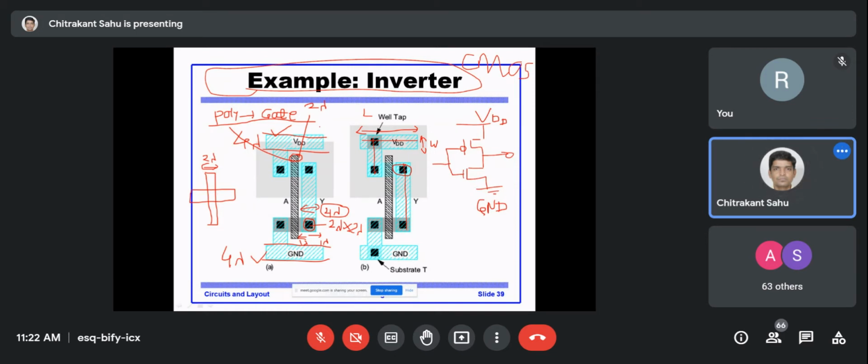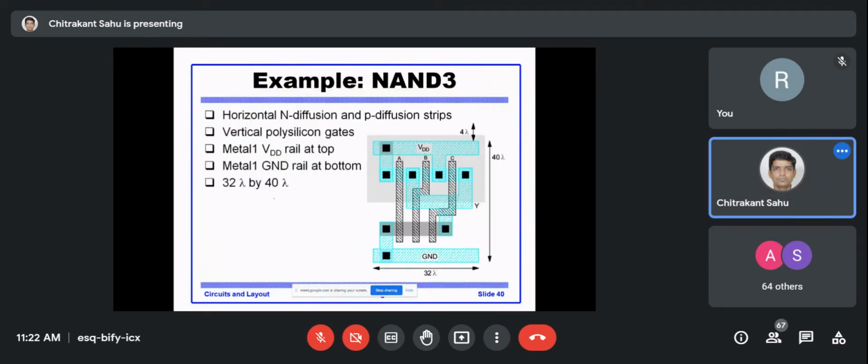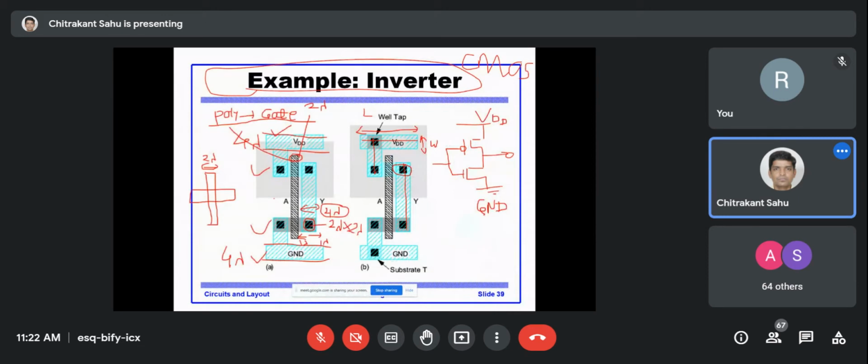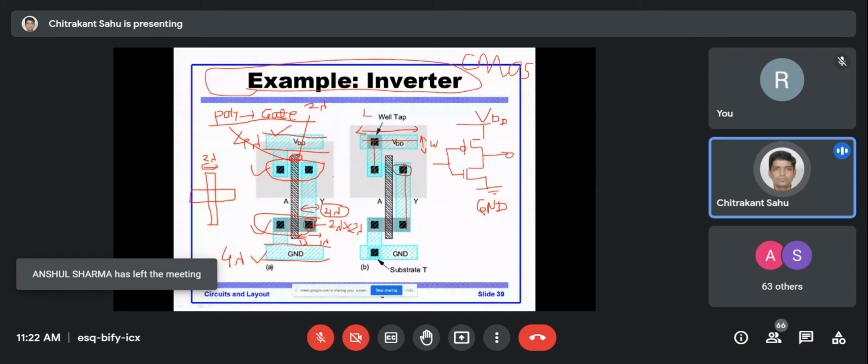This is also a rule. And the difference between the two diffusions: this is one diffusion and this is another diffusion. Between these two diffusions, what should be the gap? 12 lambda. 12 lambda, right? So this is also one rule. Generally, if we talk about the diffusion size, this diffusion size is also 4 lambda. This is the diffusion and this is also diffusion, and it is separate from the metal. So the metal size should also be the same, 4 lambda, and the diffusion size should also be equal to 4 lambda. Is it clear?